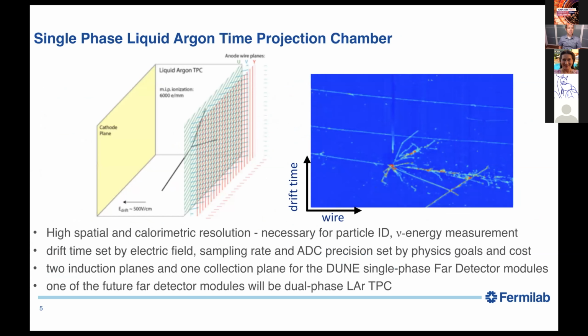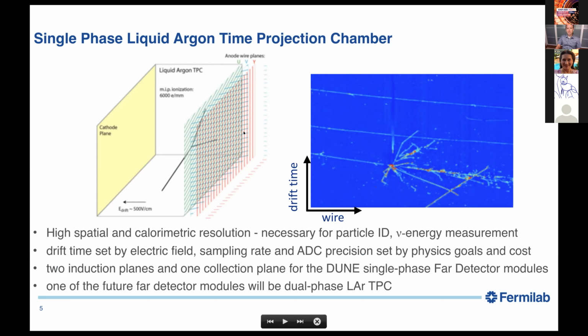What does a single phase liquid argon time projection chamber look like? It is defined by a cathode plane and an anode plane, and then the drift volume. For us, the far detector at DUNE is going to have anode planes that are constructed of wires at 3 different angles, 2 of which are an induction plane and 1 is a collection plane.